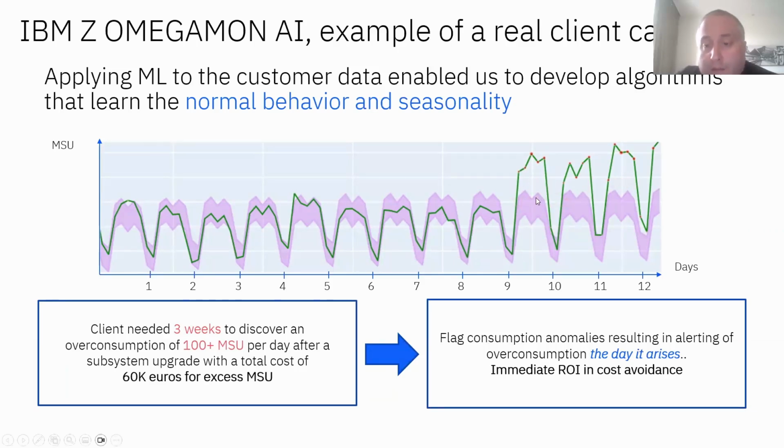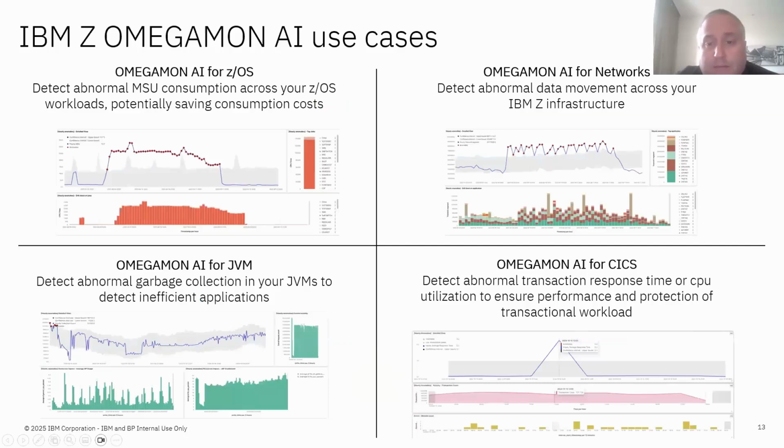In the end, they found this and were able to make the changes. But it cost them around 60K euros because they were running around 100 plus extra MSU per day. So it had a real business cost in this case. By using machine learning and anomaly detection, this is an example of one of the kinds of problems that we can identify sooner and generate an event. So we get that cost avoidance and immediate return on investment from starting to use these machine learning and AI solutions. Those are just a couple of examples of use cases that we've already built into the OMEGAMONs.